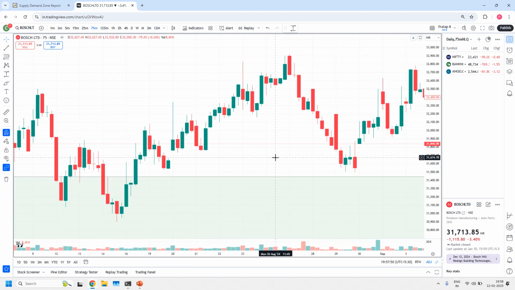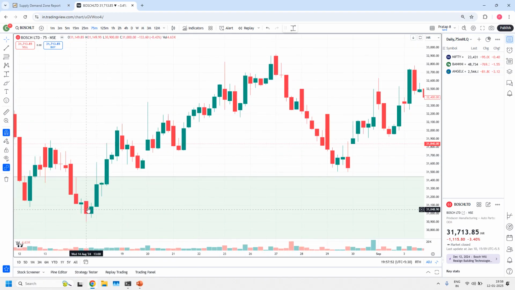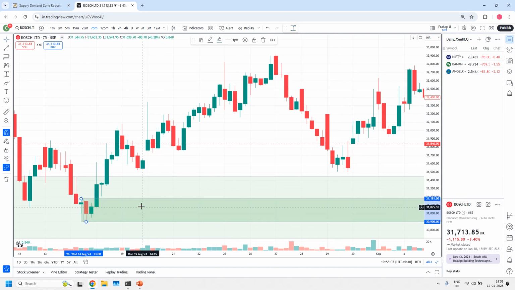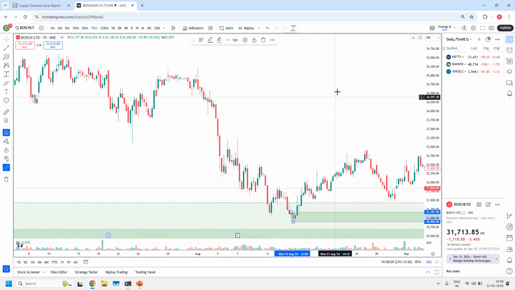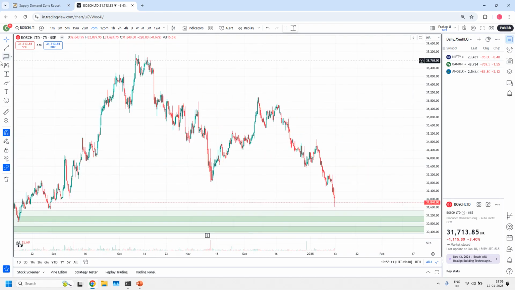Okay, in the recent time, any zones created? Yes, drop, base, rally. Or maybe some of you may consider this a failed ERC. Maybe these 3 are also base candles. Either way, let me keep all 3 in the base. Nothing wrong. This is another 75 minute zone. We have 2 order flows.